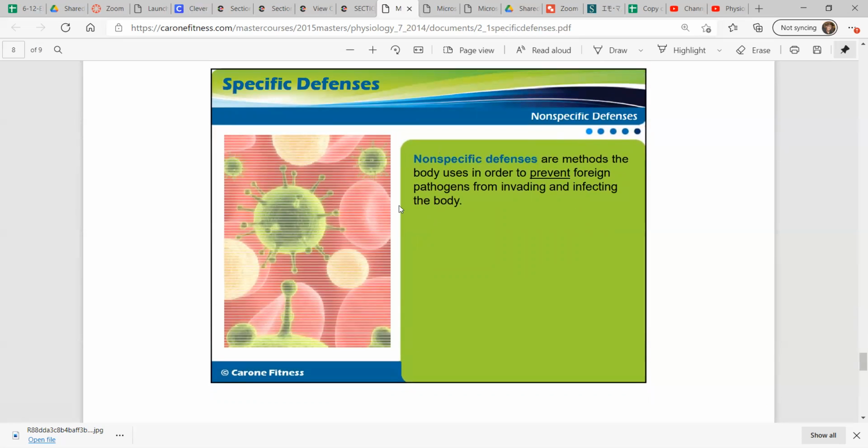Non-specific defenses are methods the body uses in order to prevent foreign pathogens from invading and infecting the body.